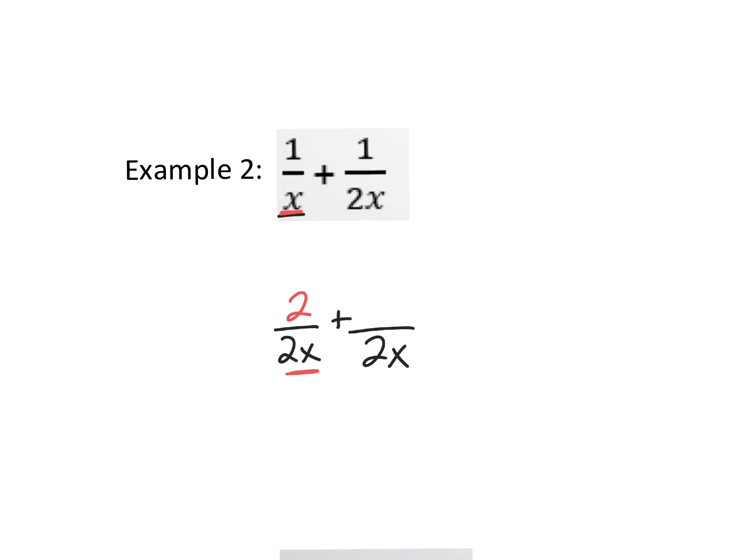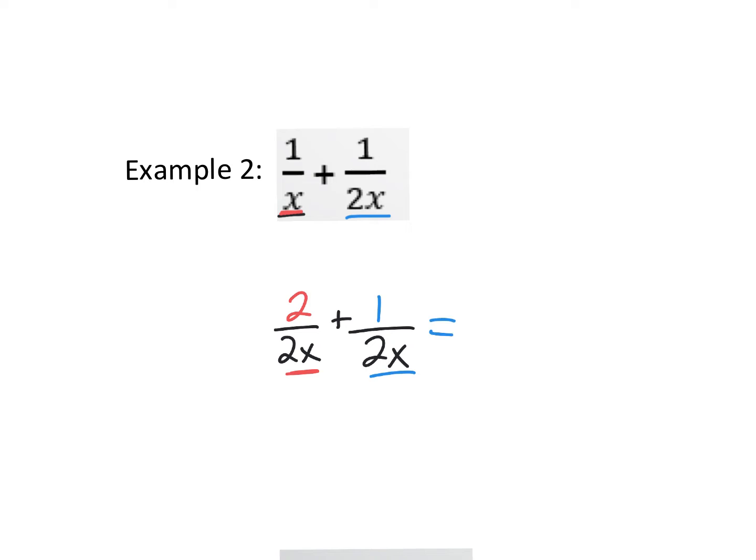Okay, now the second one, to get from 2x to 2x, am I missing anything? Do I need to multiply by anything? No. Yeah, you can multiply by 1, or you could just leave it alone, right? So what's the top going to be? 1. Just 1.